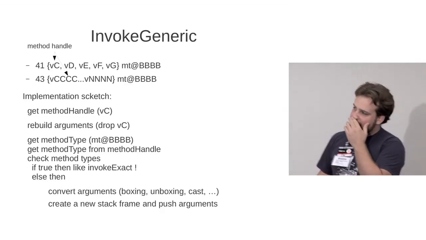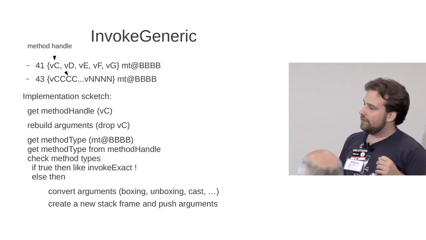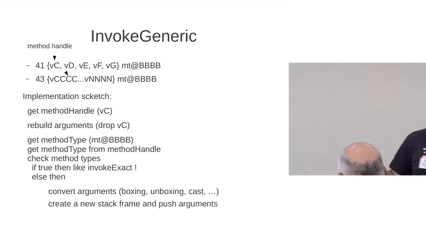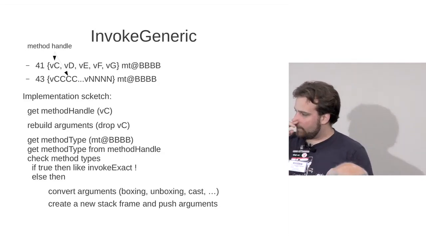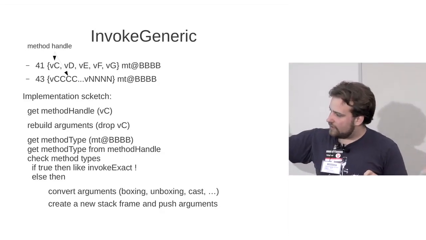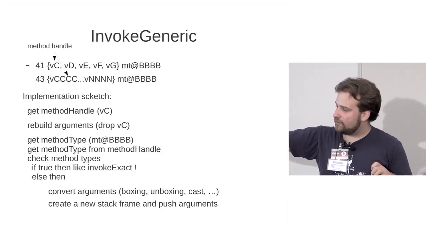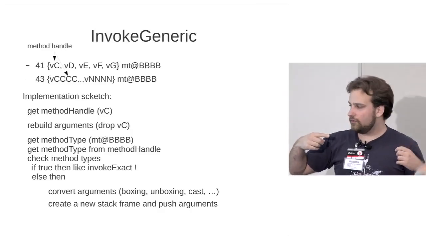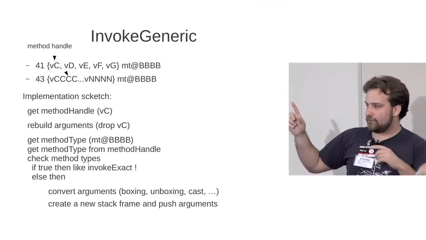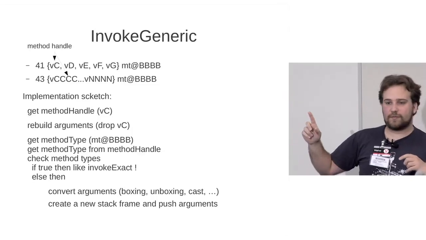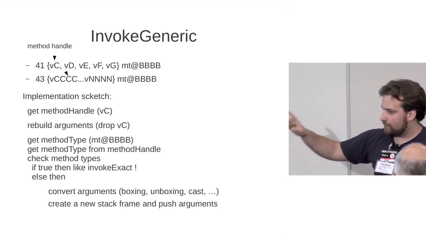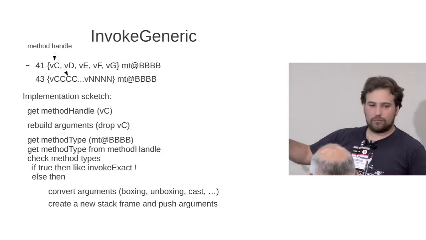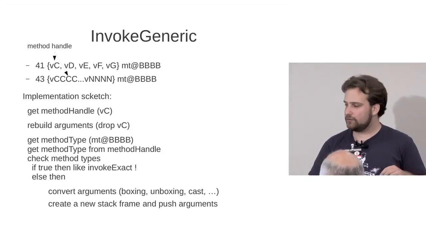Else, we call the other macro, which executes the MethodHandle. For InvokeGeneric, it's almost the same as Invoke Exact. Just if the method type doesn't match, we don't throw a wrong method type exception. We have to convert the arguments, boxing, and create a stack frame and call the method manually.